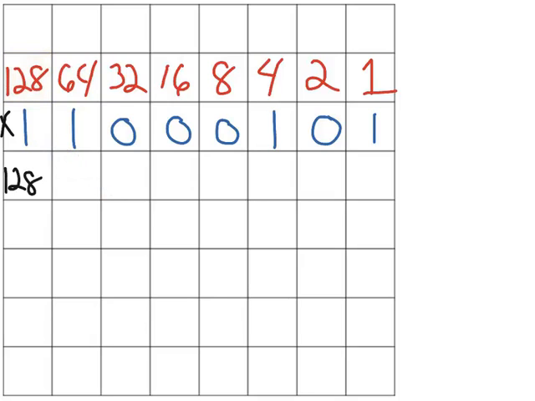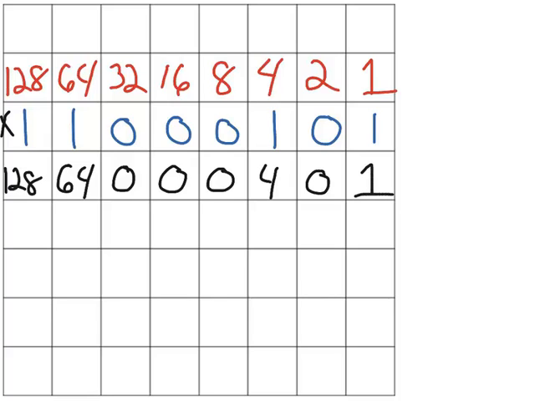128. And I'm going to continue working my way from left to right, multiplying from top down. So 64 times 1 gives me 64. 32 times 0 gives me 0. 16 times 0 gives me 0. In fact, any number times 0 is going to give me 0. So 8 times 0 is 0. 4 times 1 is 4. And 2 times 0 is 0. And 1 times 1 is 1.